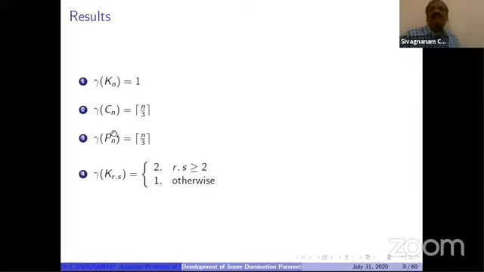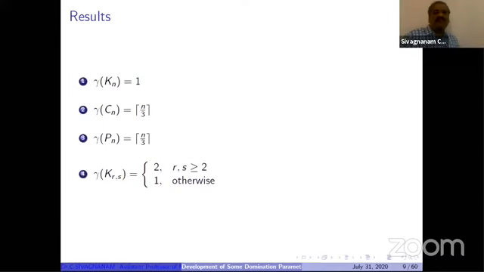Gamma of Pn, where Pn means the path on n vertices, is equal to the ceiling of n by 3. And gamma of the complete bipartite graph K R comma S is equal to 2 when R and S are greater than or equal to 2, otherwise 1. So these are the basic examples for domination number.